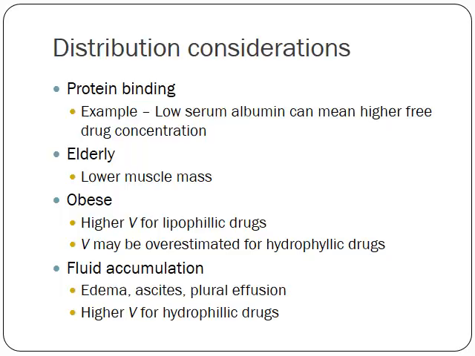An elderly patient with lower muscle mass, that can affect distribution, of course. Obese patients, patients with a lot of adipose tissue, are going to have a higher V for lipophilic drugs, but by the same token, if you give them a hydrophilic drug, you may actually overestimate their volume of distribution. Their volume of distribution may be fairly similar to a non-obese person for a non-lipophilic drug, but when you give a lipophilic drug, it's going to get much higher. Fluid accumulation, edema, ascites, pleural effusion, these can all cause different V for hydrophilic drugs too, so other things to consider as well.